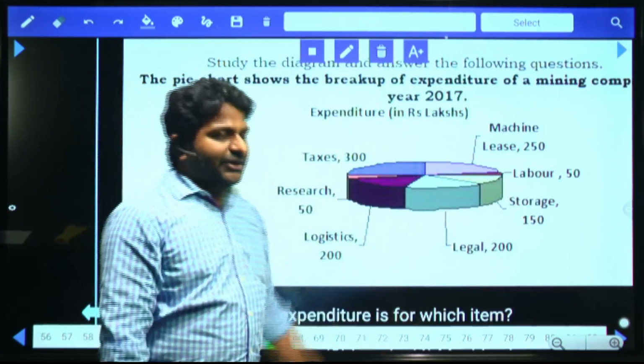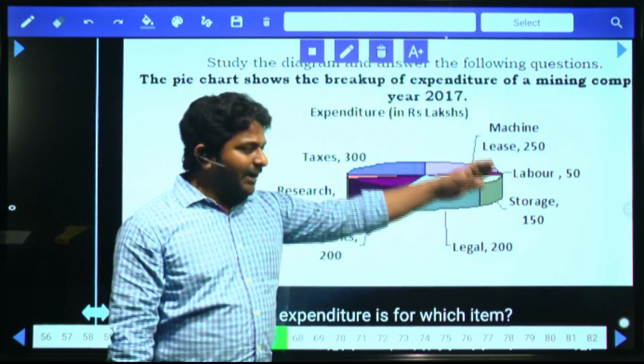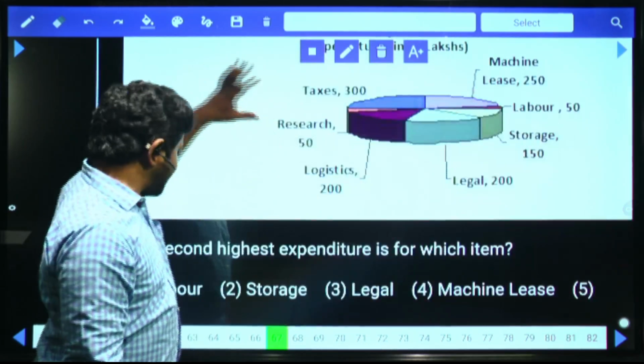Usually మనకి ఇలా pie chart ఇచ్చినప్పుడు data would be in either number of degrees or in percentage, but అలా కాకుండా ఇక్కడ డైరెక్ట్ గా మనకి number of lakhs rupees లోనే ఇచ్చేసారు.